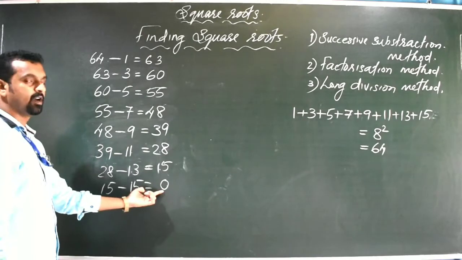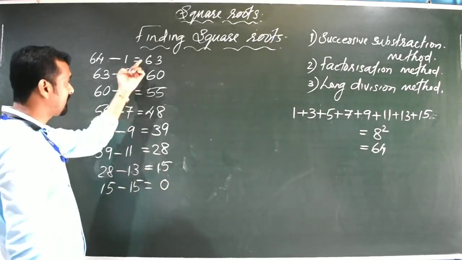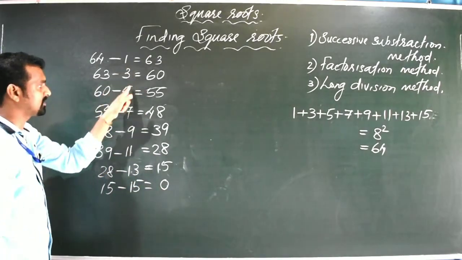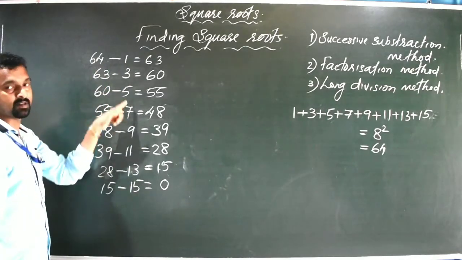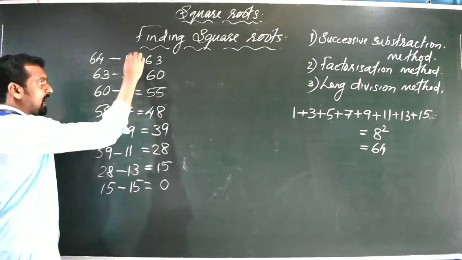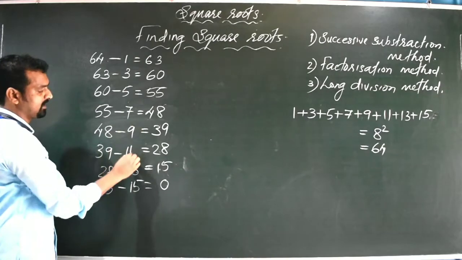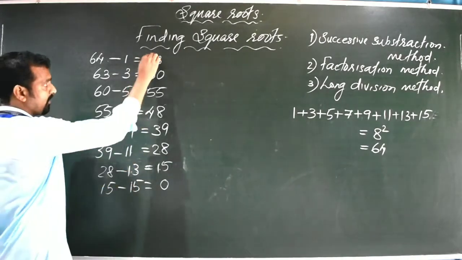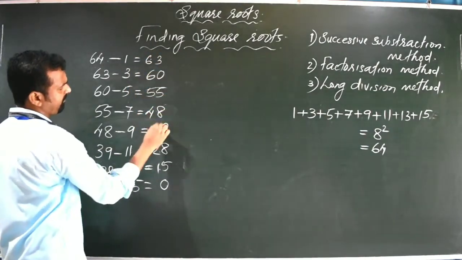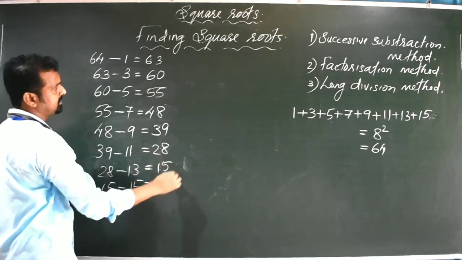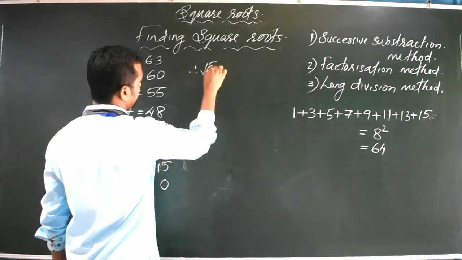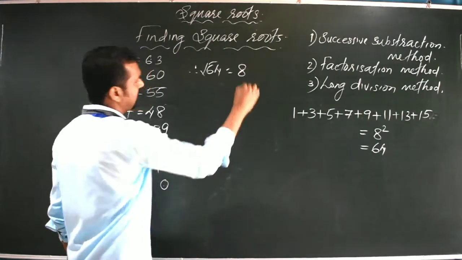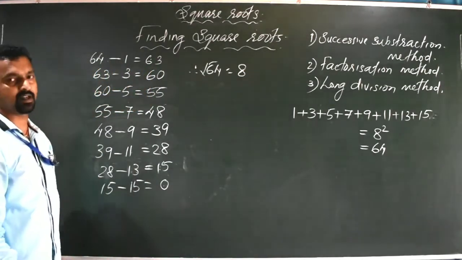0. Now when we will get 0, up to that we are going to subtract these consecutive odd numbers from this number. Then how many times we have subtracted, that is the answer. How many times? 1, 2, 3, 4, 5, 6, 7, 8 times. Therefore square root of 64 is equal to 8.